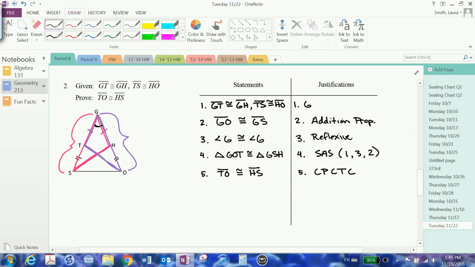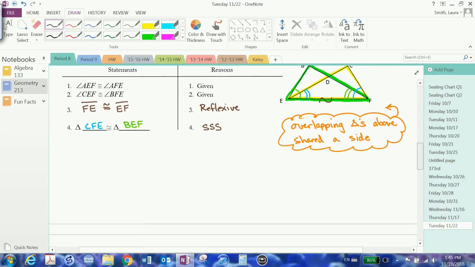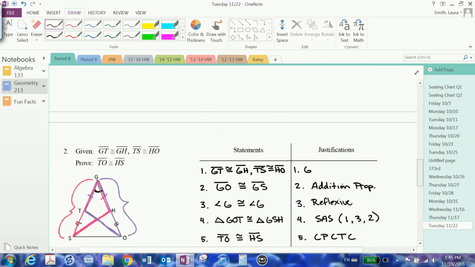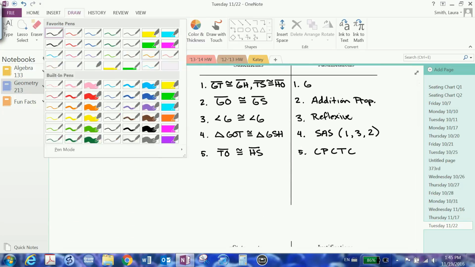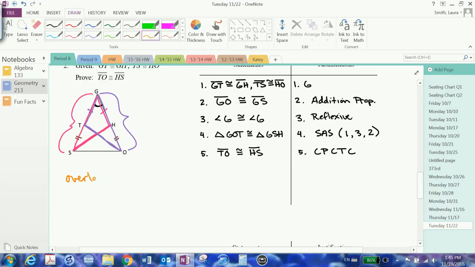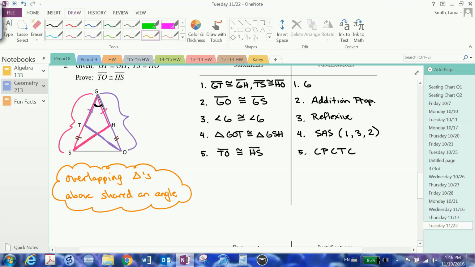Okay, so watch again. In the previous problem, we had the overlapping triangles above shared a side, but in this case, the overlapping triangles shared an angle. Okay? These are the things you want to look out for with overlapping triangles. All right? Okay, one more and then we're done.